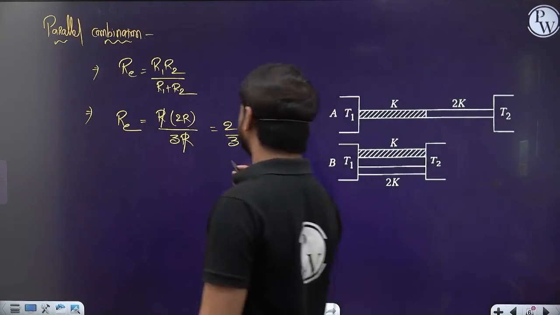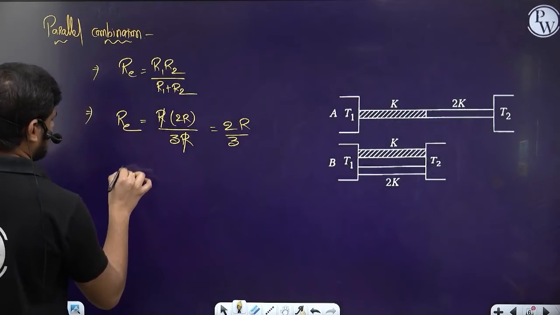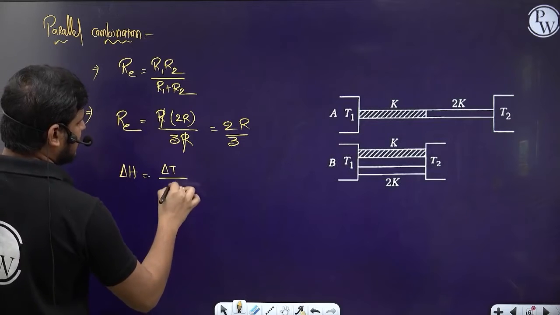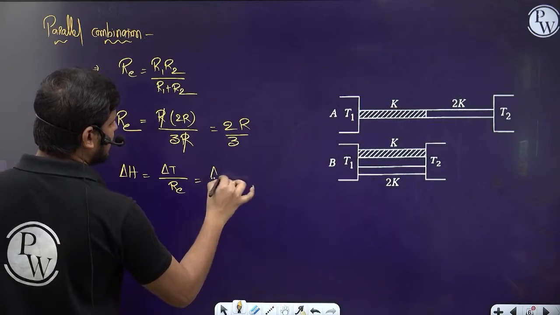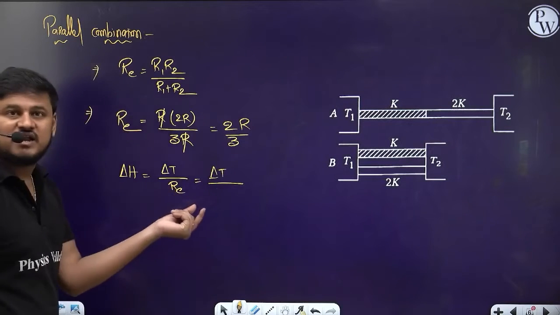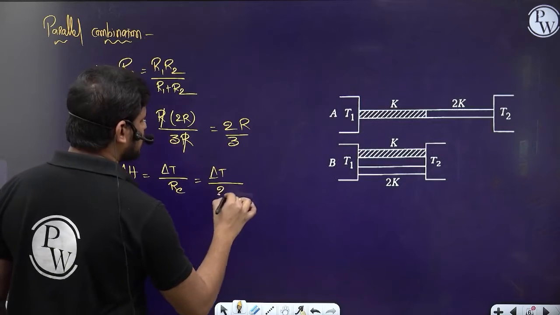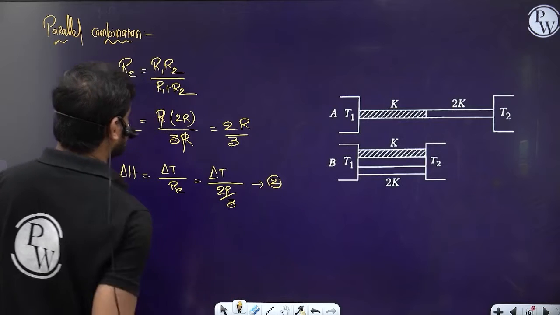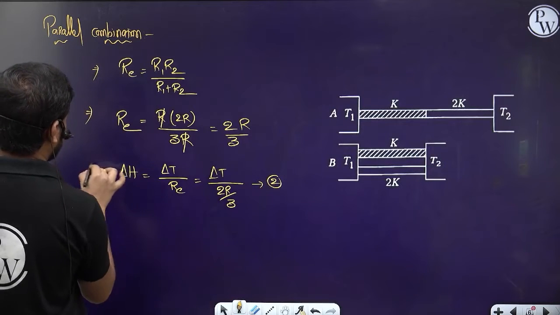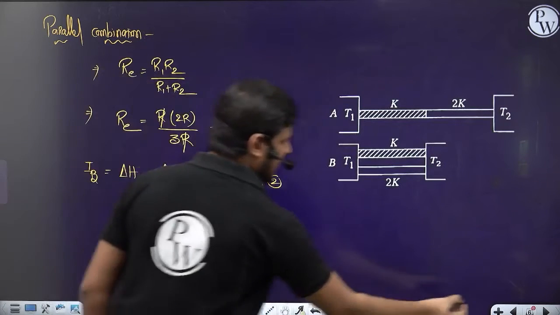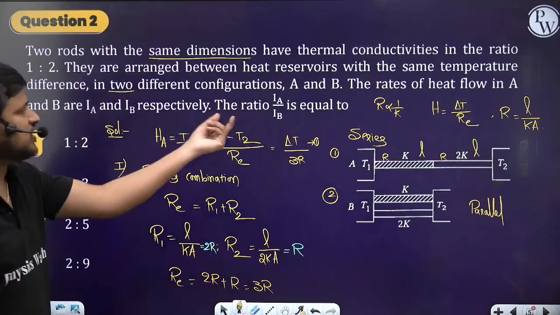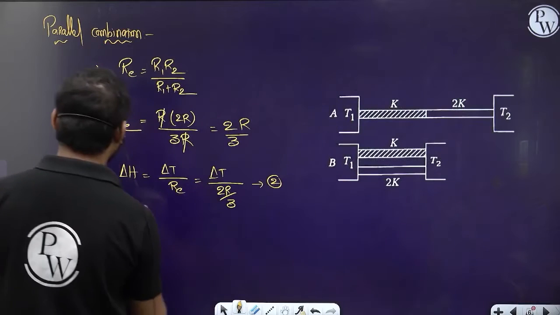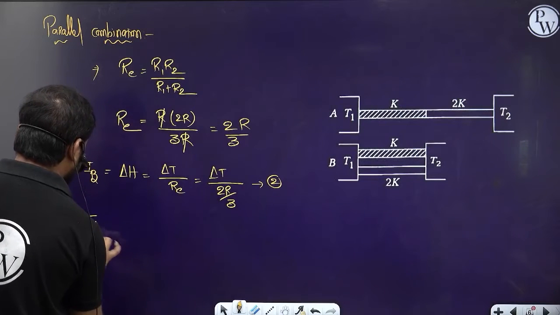So let it be, here the delta H will be equals to the same temperature difference by the R equivalent. So that delta T by what is the R equivalent in the parallel combination? 2R by 3. So let it be the equation number 2. This is actually the IB we got, and this one is the IA according to the given question. So now I need the IA by IB ratio.